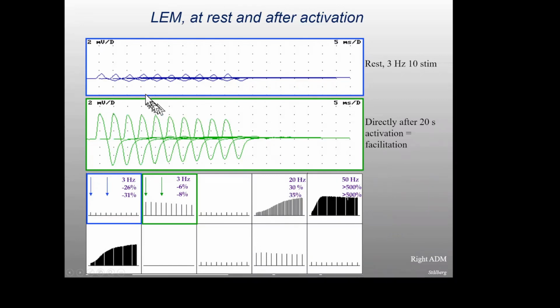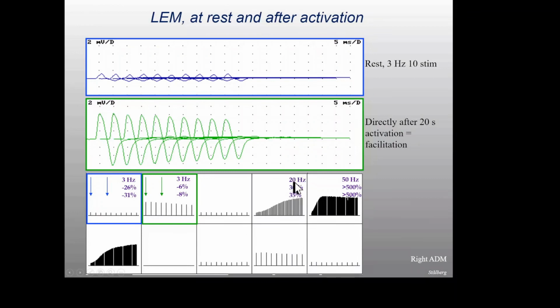Is it presynaptic or not? Here is a situation with the Lambert Eaton myasthenia, 1 millivolt amplitude here, and here is 6 millivolt after activation. This happens to be 20 seconds, and you see the dramatic increase in amplitude. That can also be seen with stimulation for a couple of seconds.